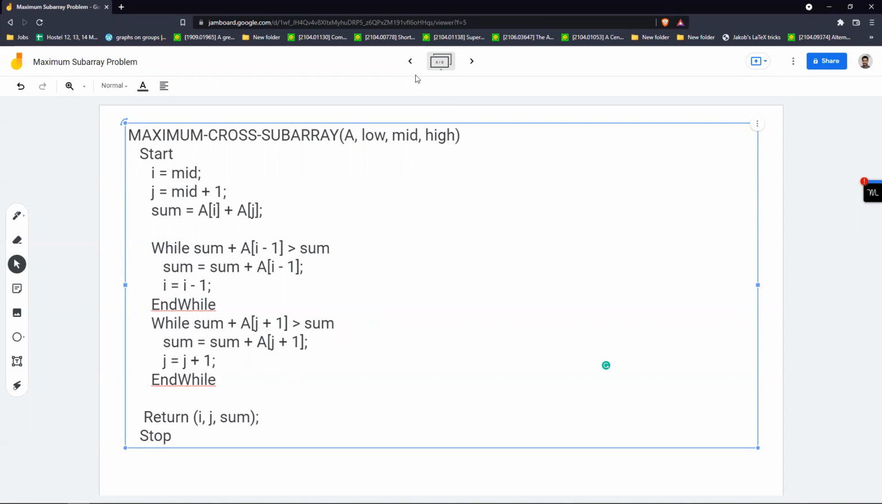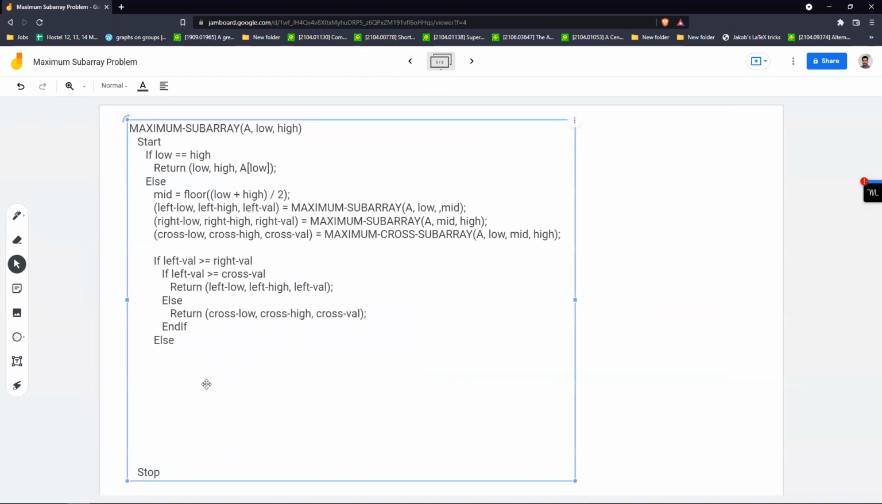Okay, so that completes the cross subarray algorithm, and this we have already done. Okay, so please complete this. This is just again comparing the remaining cases and then returning appropriately. Okay, so it's a very simple exercise. So that completes this basic algorithm for finding the maximum subarray problem.